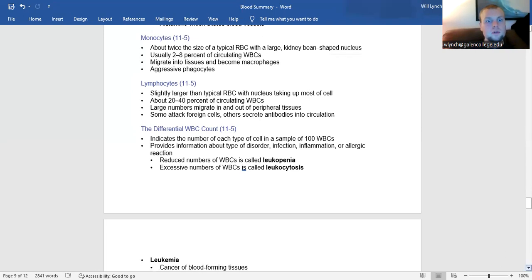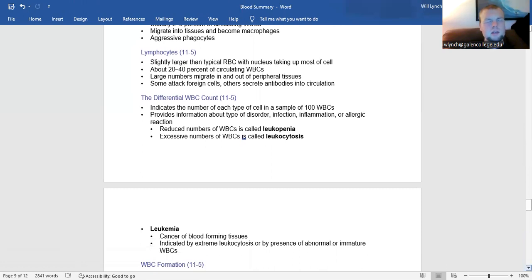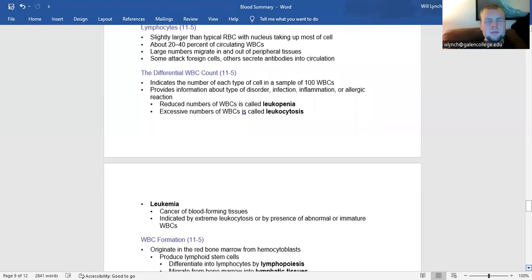How we count white blood cells is with a differential white blood cell count. We are going to look at this in terms of number per microliter once again. A differential white blood cell count looks at how many white blood cells we're going to find of different types per a sample of 100 white blood cells. Typically for that sample of 100, you would want to have about 50 neutrophils, about 2 to 4 eosinophils, maybe 1 basophil, and maybe 8 or so monocytes.